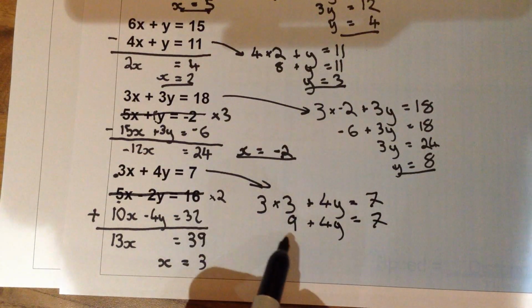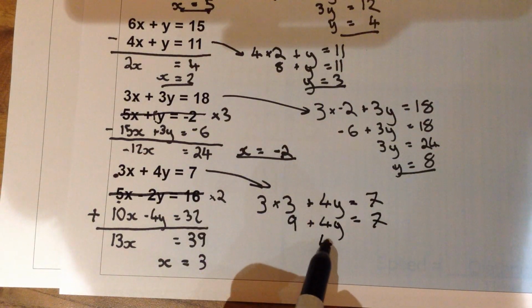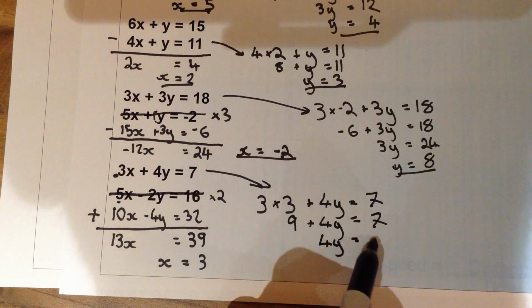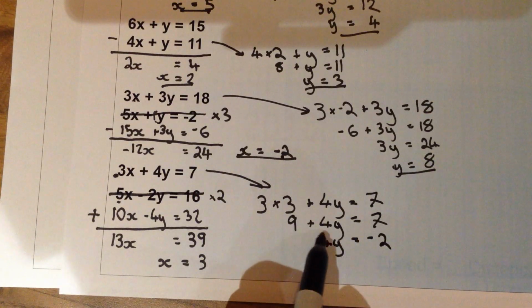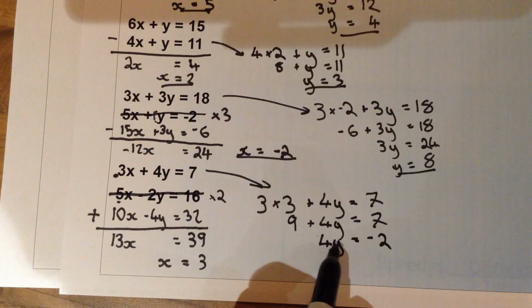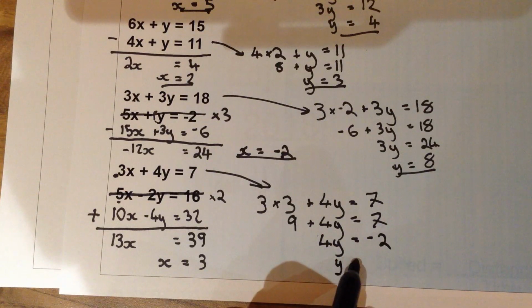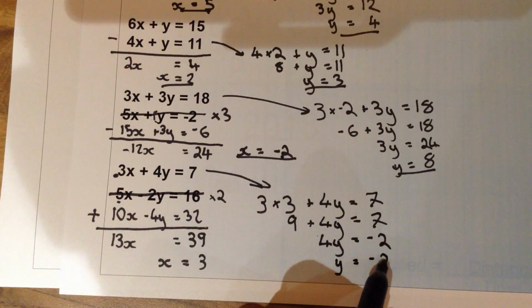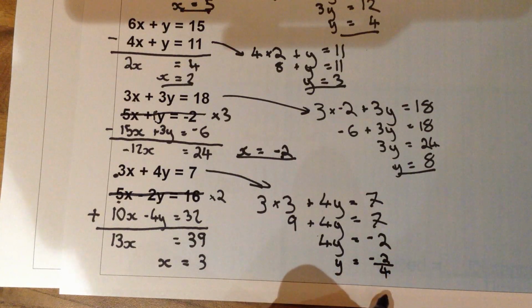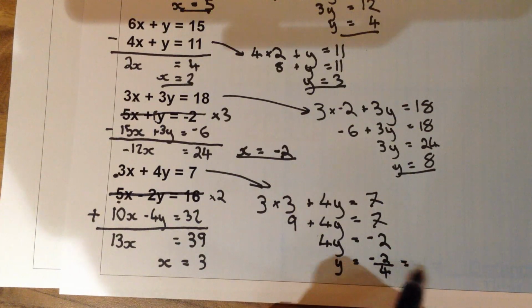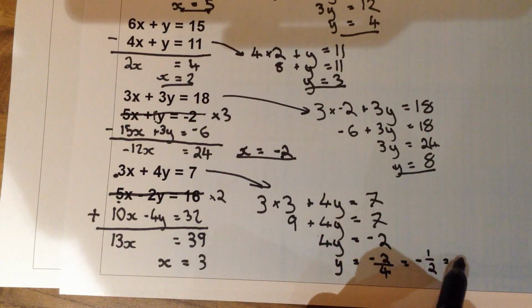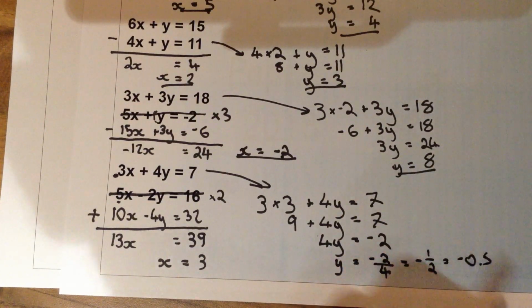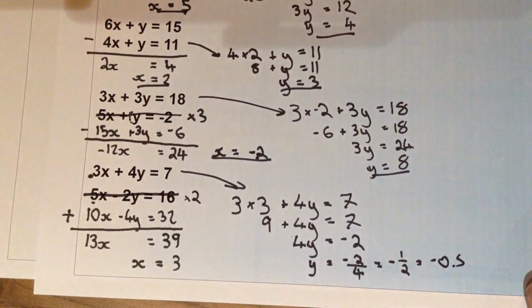If I take 9 away from both sides, that's going to give me 4y equals minus 2. And I would then have to divide by 4, because that is the number in front of the y. So I get y equals minus 2 over 4, which if simplified will give me minus a half, or if you prefer to work in decimals, minus 0.5.